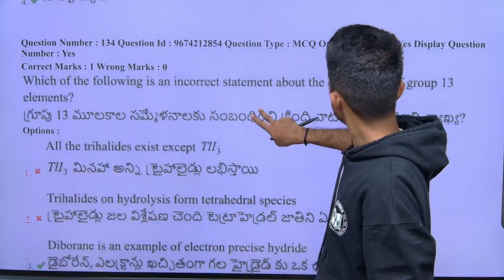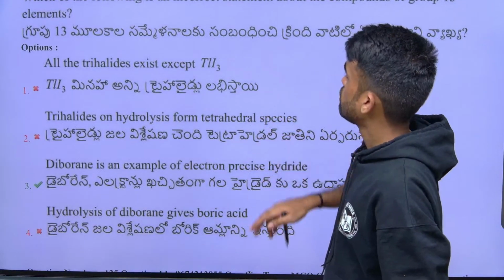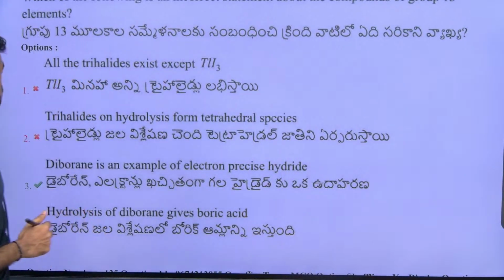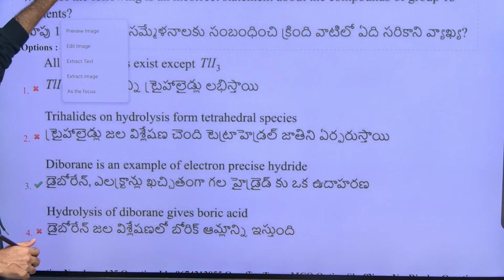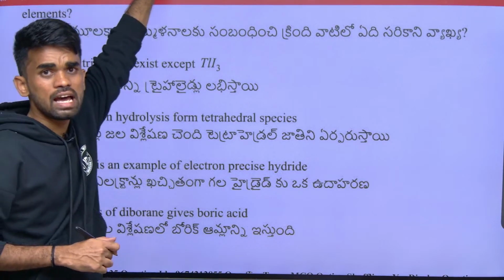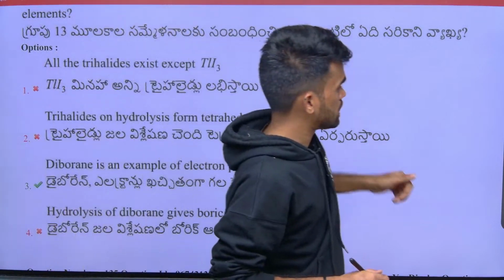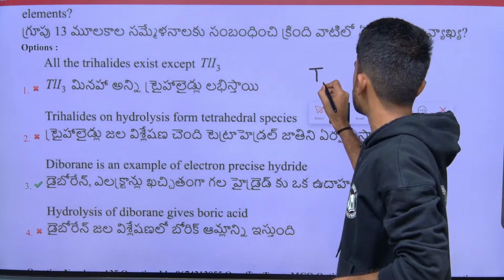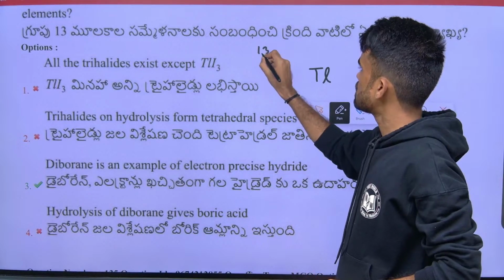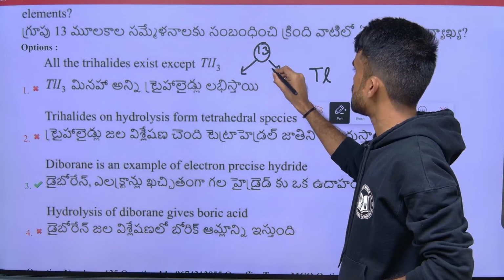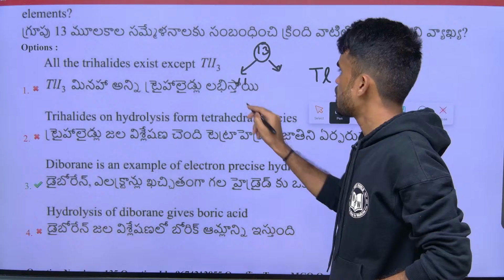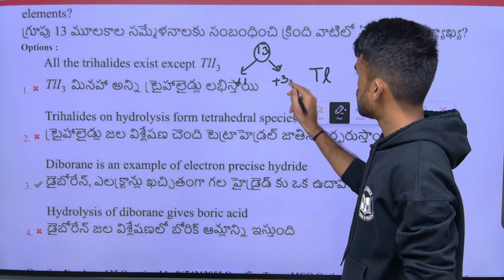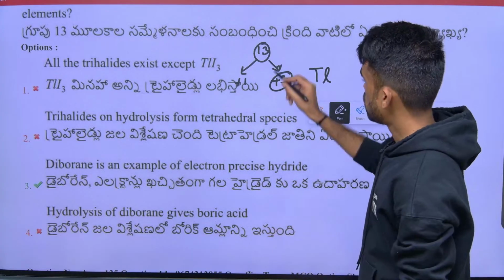Next, which of the following is an incorrect statement? Tell me which is the incorrect one. So all trihalides exist except TlI3. So thallium iodide does not exist. Why won't it exist? Because of the Tl+3 oxidation state. See, 13th group elements can show two types of oxidation state, generally +1 and +3. So +3 is a higher oxidation state. Okay, so why is it?